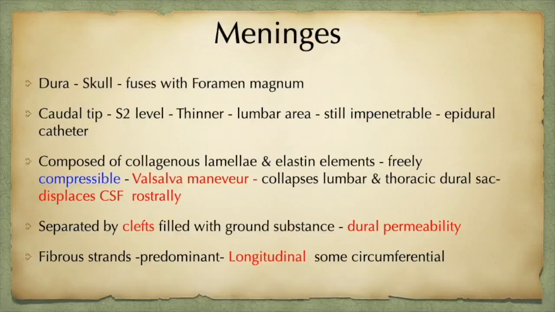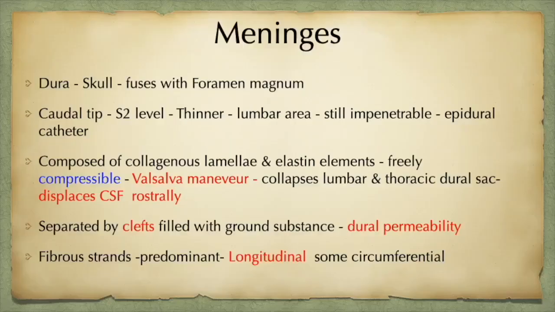Coming to the meninges, the dura superiorly in the skull fuses with the foramen magnum. The caudal tip of the dura extends to the level of S2. The dura is thinner in the lumbar area. In spite of being thinner, it is still impenetrable by the epidural catheter when you put in epidural anesthesia. The dura is composed of collagenous laminae and elastin elements. The character is that it is freely compressible.